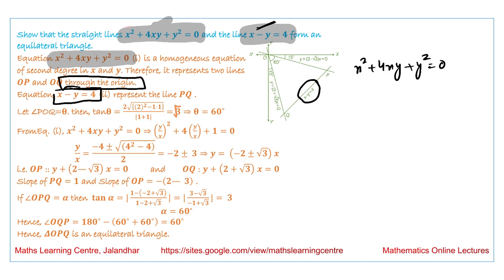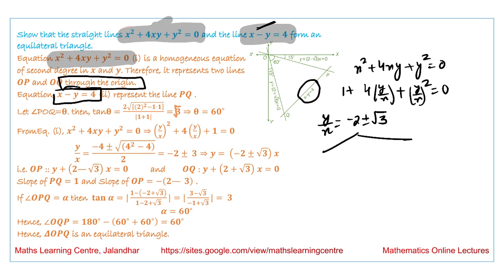We can write this as 1 plus 4 into y by x plus y by x whole square, that is equal to 0. If we substitute y by x is equal to m, or we are solving for y by x, we obtain y by x is equal to minus 2 plus minus root 3. So the two lines we have: one is y is equal to minus 2 plus root 3 times x, and the second is y is equal to minus 2 minus root 3 times x. These are the two equations of the lines that we have.